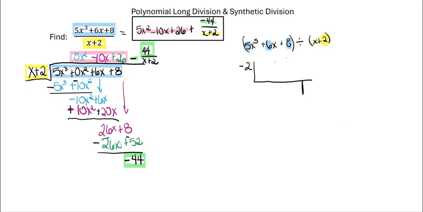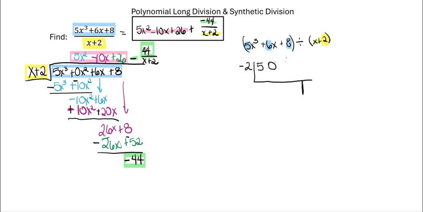Okay, so now I'm going to write down the coefficients of my dividend. They're 5, 6, and 8. However, I have to have every exponent represented. And since I start with x to the third, I'm going to have to also have an x squared, an x to the 1, and an x to the 0. There is not an x squared here, so I need to put a placeholder. So I'm going to put a 5. I'm going to put a 0 for the x squared term.